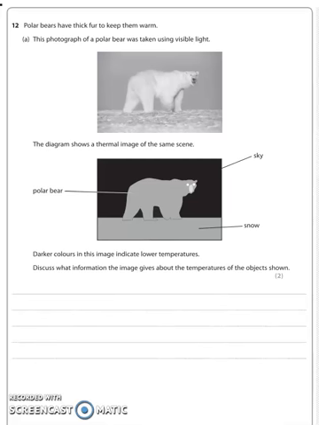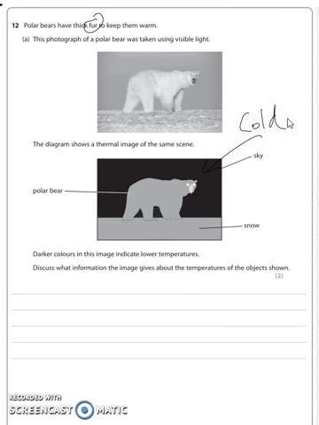Okay, this is question 12 on June 2016, paper 1. Polar bears have thick fur to keep warm. This photograph of a polar bear was taken using visible light. The diagram shows a thermal image of the same scene, and here we can see the polar bear, the sky, and the snow. Darker colors in the image indicate lower temperatures, so we can see that the sky is really dark, so this must be a very low temperature. That's going to be very cold.